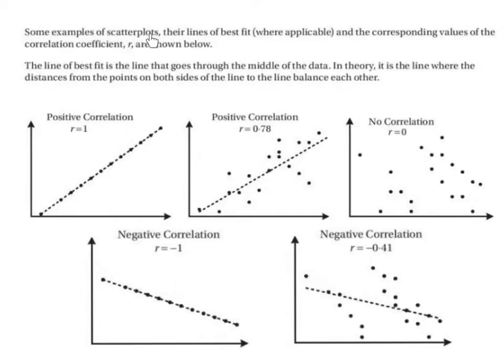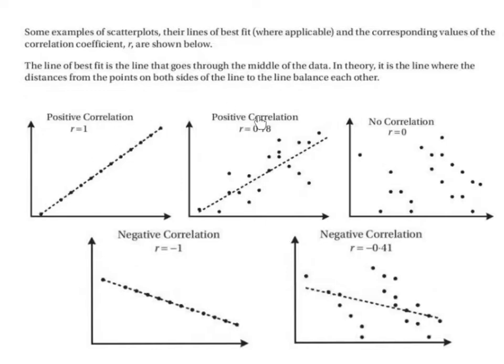Some examples of scatter plots, their lines of best fit where applicable, and the corresponding values of the correlation coefficient r are shown below. The line of best fit is the line that goes through the middle of the data. In theory, it is the line where the distances from the points on both sides of the line balance each other. So here we have r equal to 1. We have positive correlation because it's going uphill, and it's equal to 1 because all the points are literally along the line.